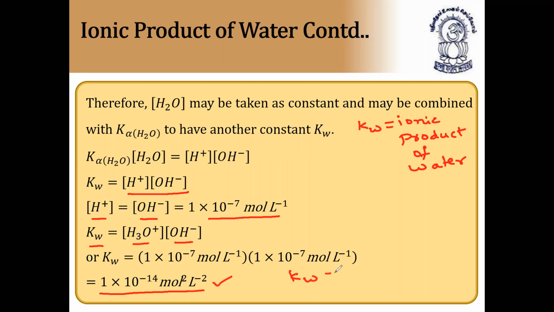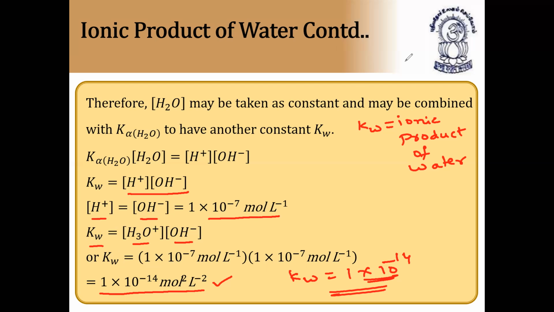So what is the value of Kw? 1 into 10 to the power of minus 14. Very, very important value. How did we get this? Because concentration of H plus is found to be 10 to the power of minus 7 and concentration of OH minus also is 10 to the power of minus 7. By multiplying these two, we get concentration of H plus into concentration of OH minus equal to 10 to the power of minus 14. So the ionic product of water Kw is equal to concentration of H3O plus into concentration of OH minus, which is equal to 1 into 10 to the power of minus 14. Very, very important.